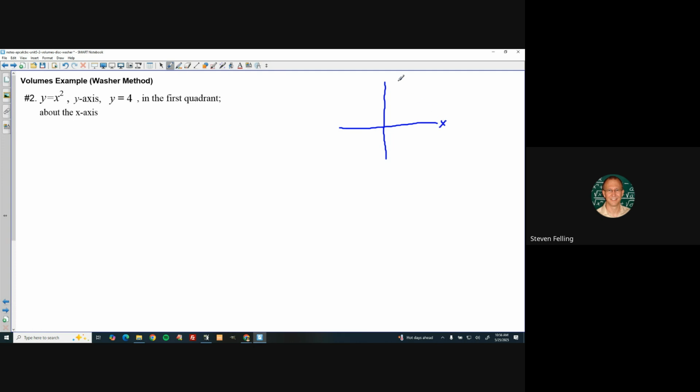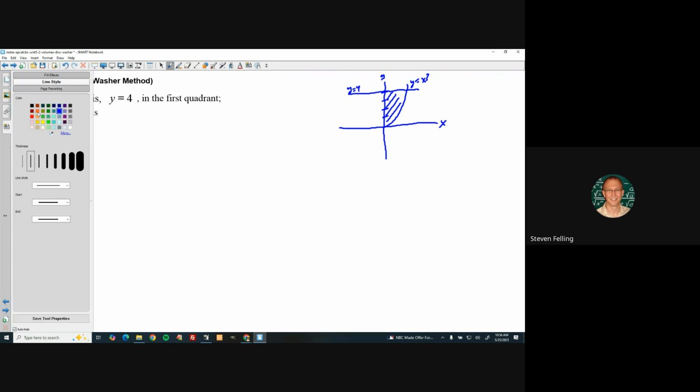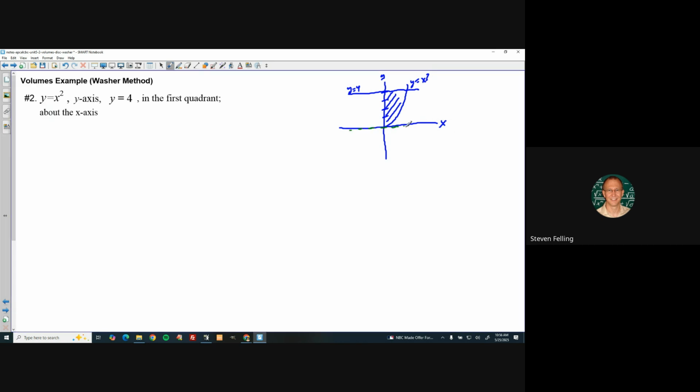So we get back to where we were. We have y equals 4. We have the parabola, y equals the square root of x. This was the region. We're rotating it around the x-axis. So this is the axis of rotation, rotating around the x-axis to form this shape here. This is the rest of it, and it would kind of look like that.